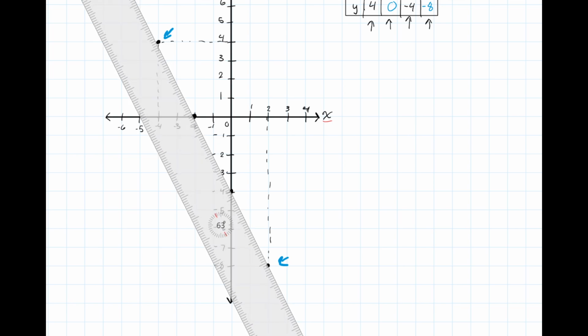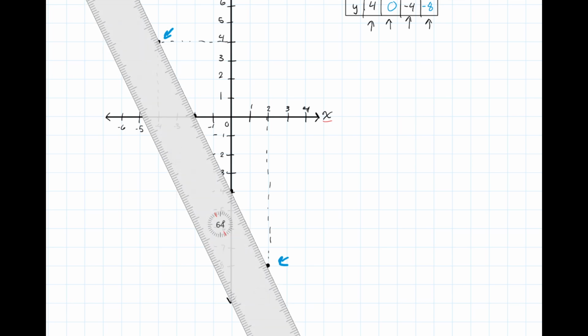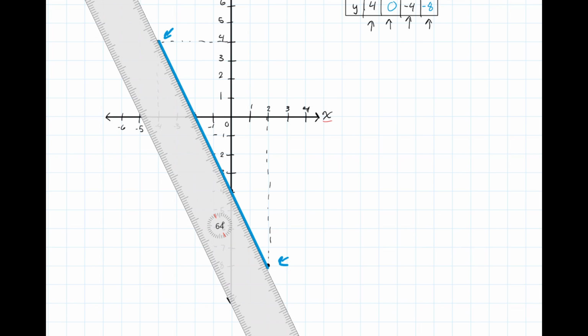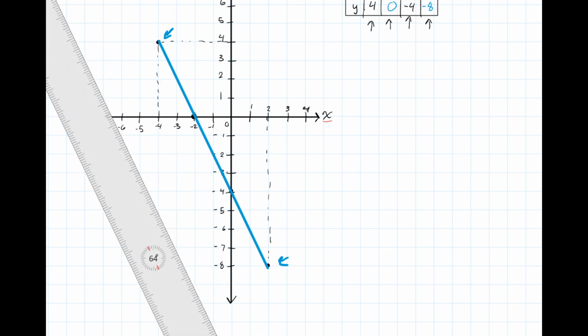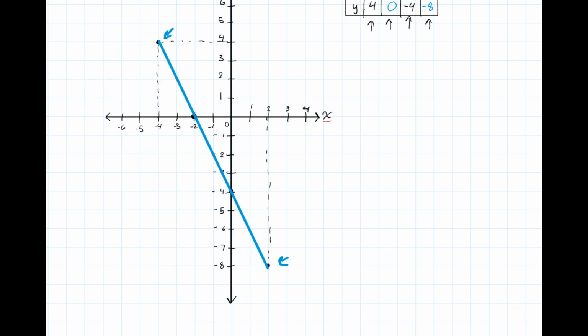Yeah, we're gonna go with this. So that's gonna be our graph. And now the final step to this is you just need to label your graph.